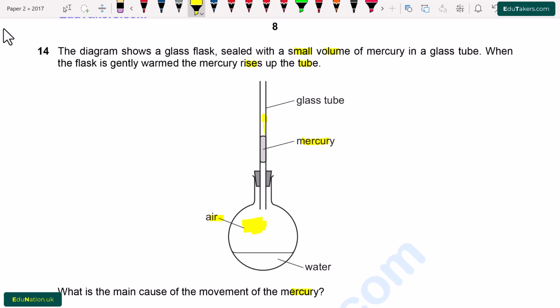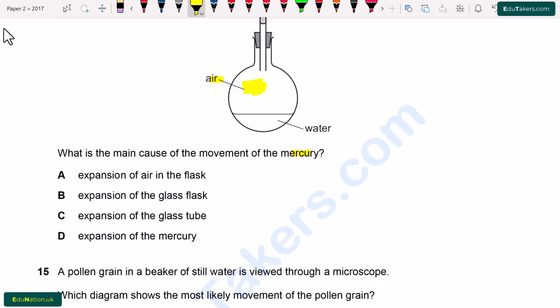Now we see the options. Option A, expansion of the air in the flask. B, expansion of the glass flask. C, expansion of the glass tube. D, the expansion of the mercury. So the mercury rises up because of the expansion of the air in the flask. Option A is correct from here.